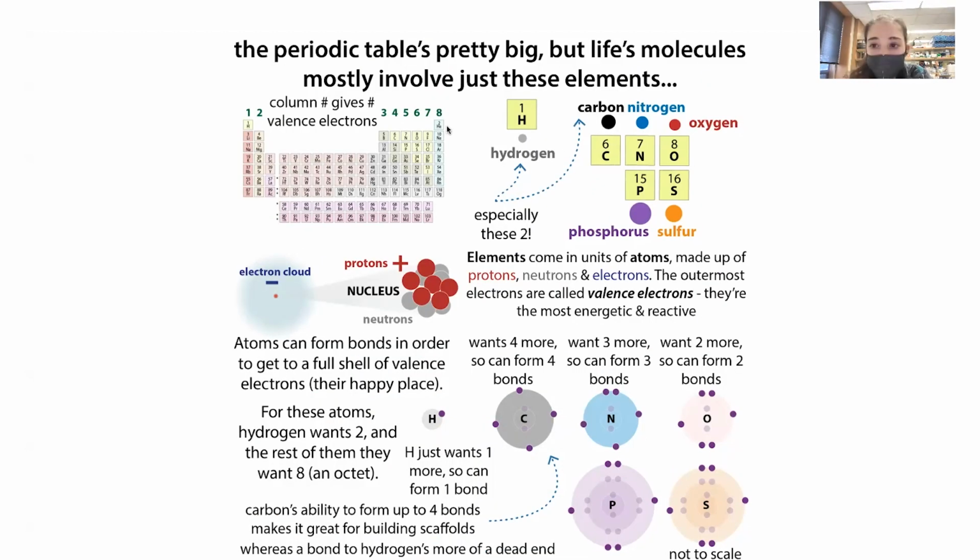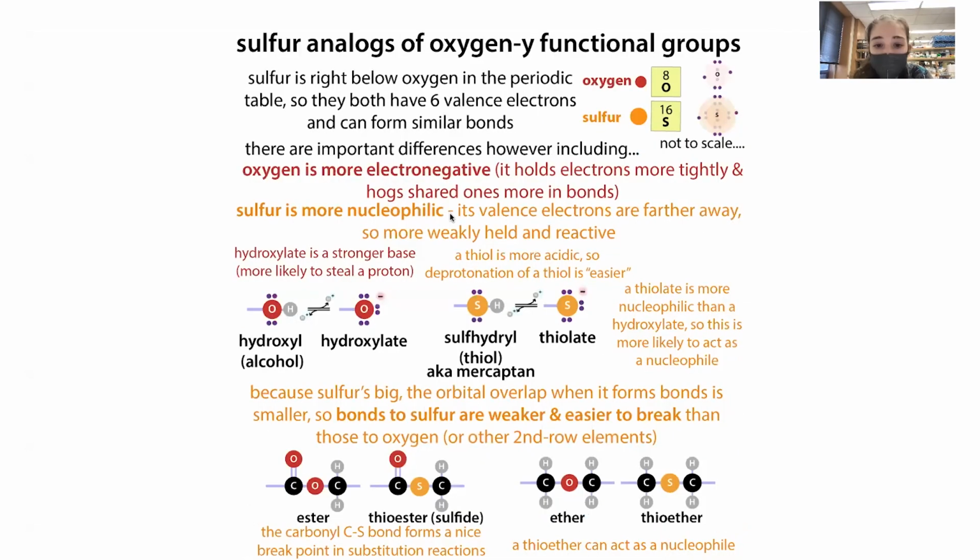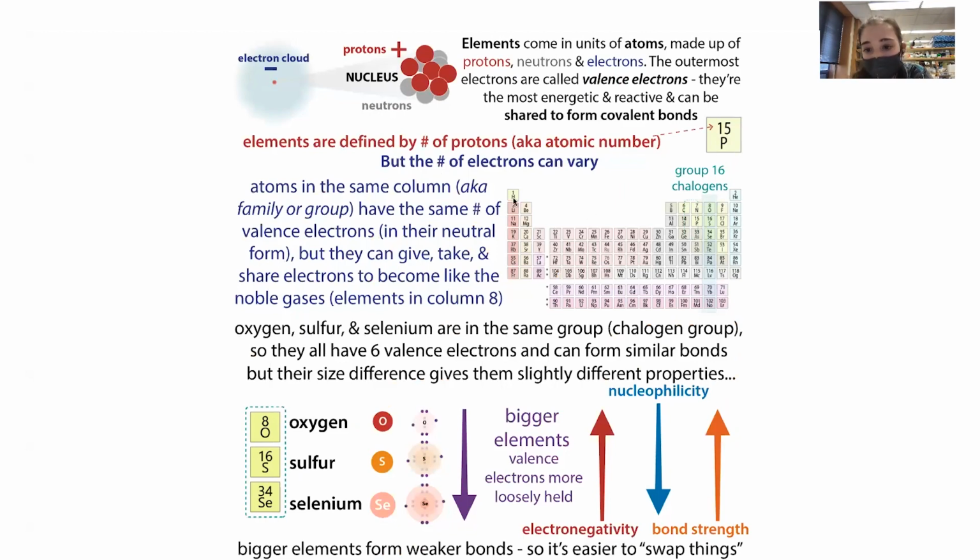If you go down the periodic table, you have the same number of valence electrons, so they'll need the same number of electrons to fill that shell. So elements in the same column, or group, are going to have similar properties because they're going to need to undergo the same type of reactions in order to fill their shell.